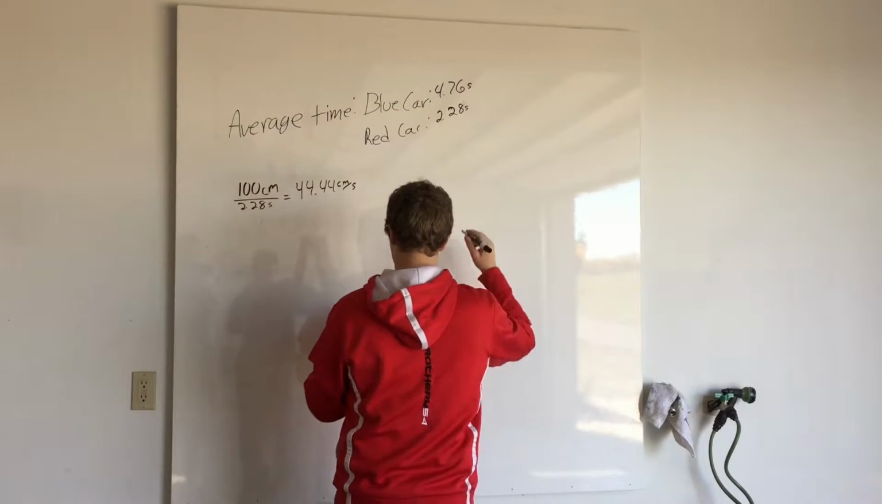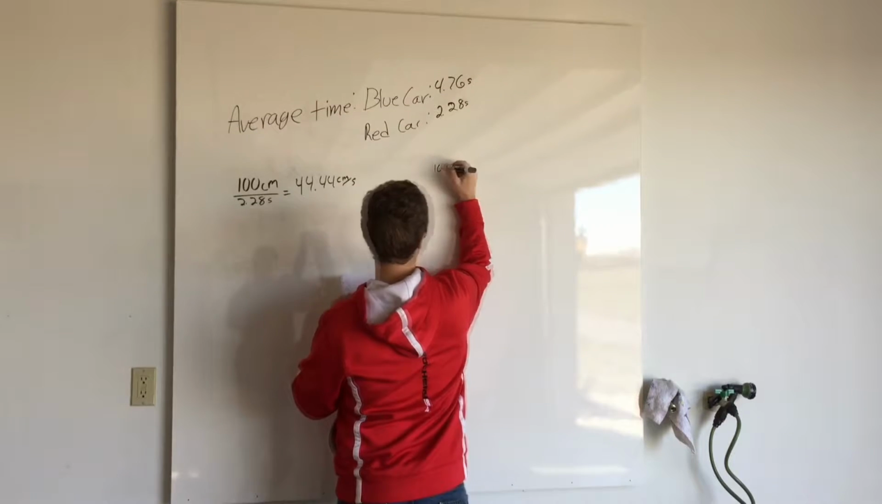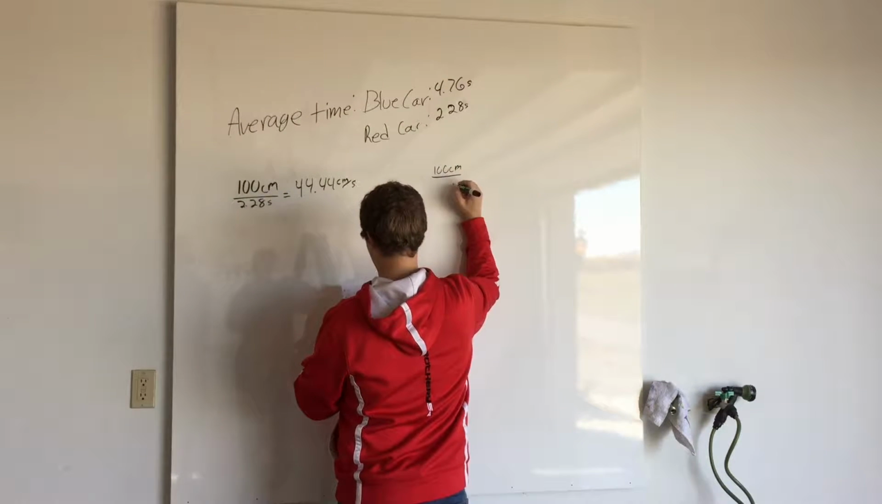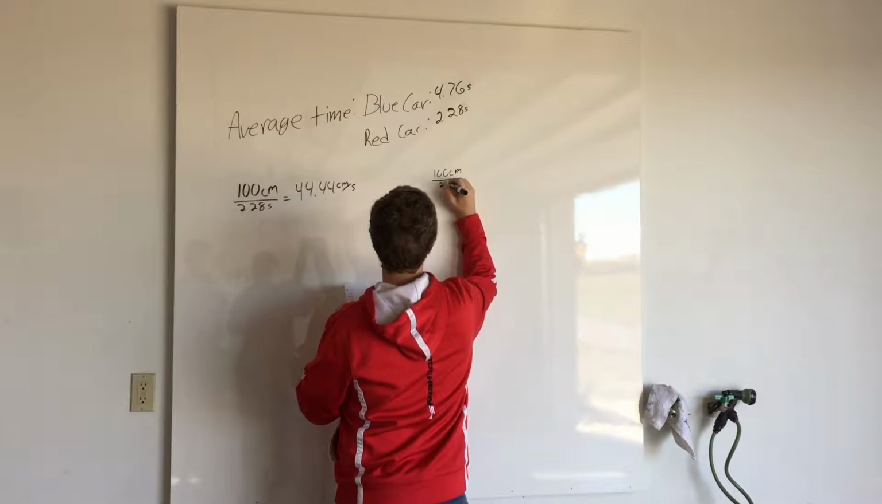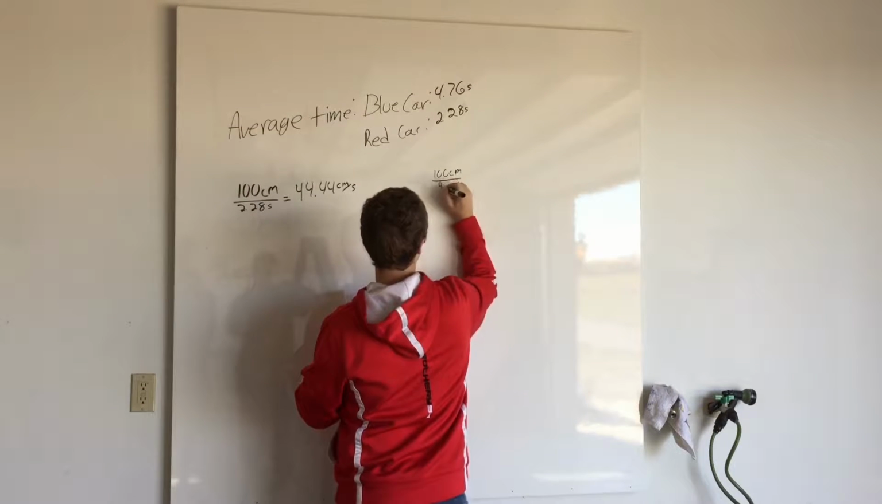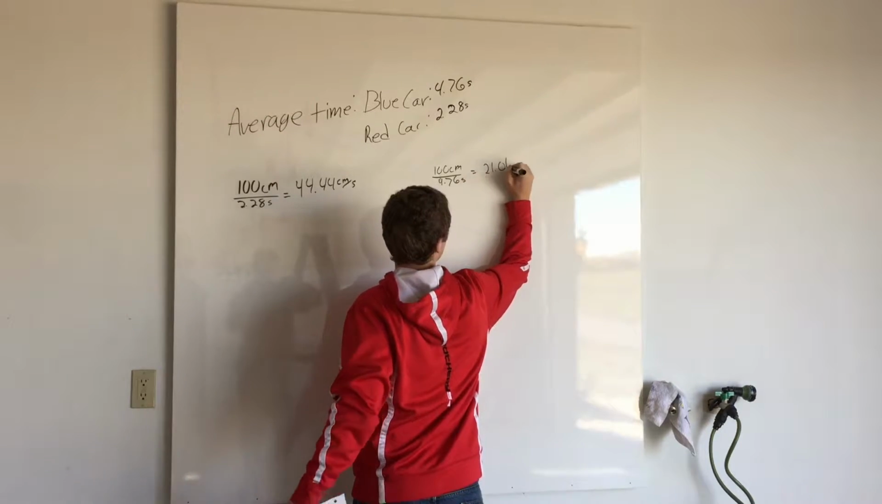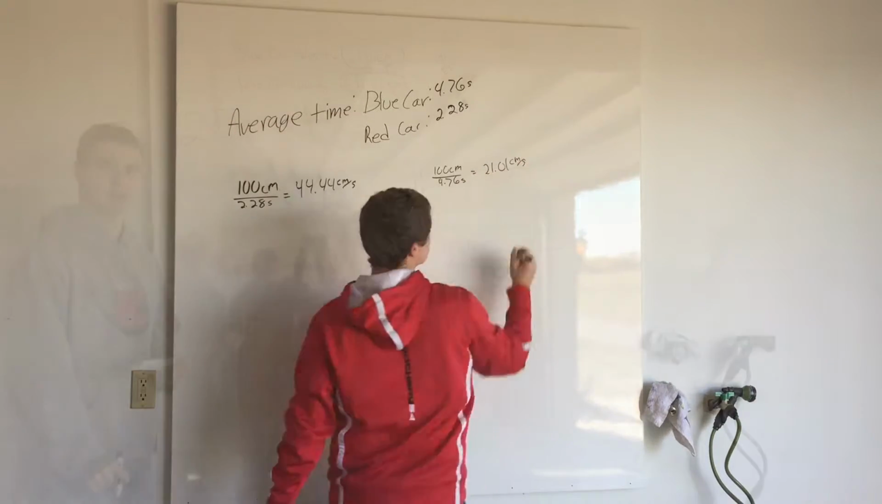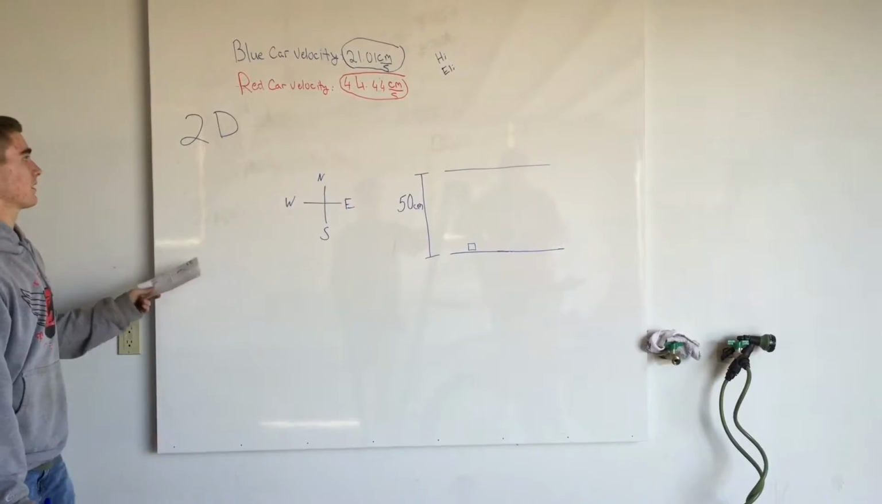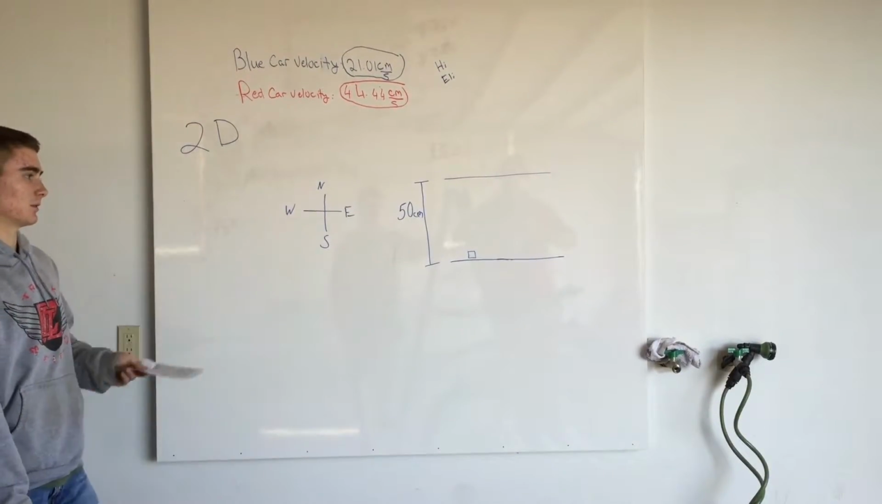So I'm going to go over here and do the same thing for the blue car. 100 centimeters over 4.76 seconds equals 21.01 centimeters per second. Okay, today we'll be talking about two-dimensional velocity based off of the blue car.